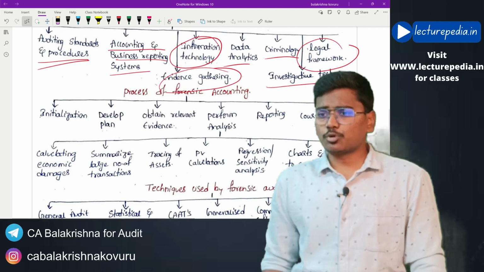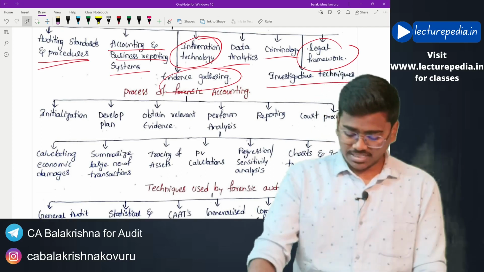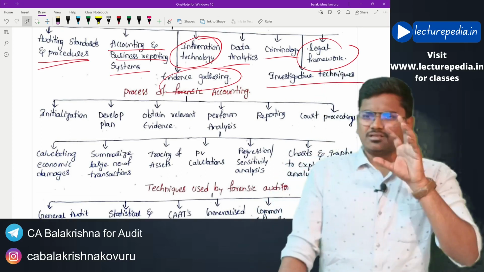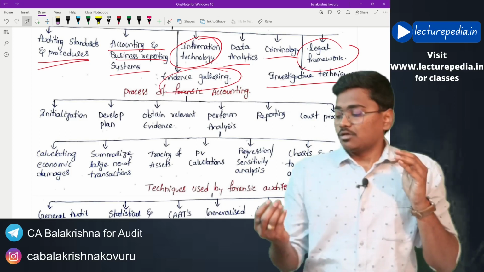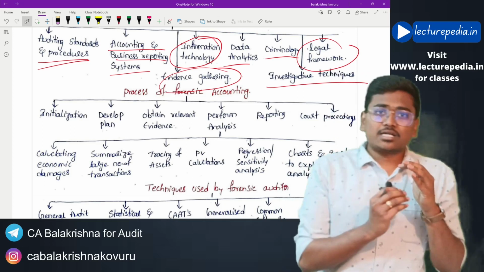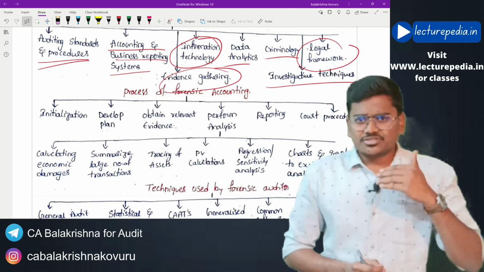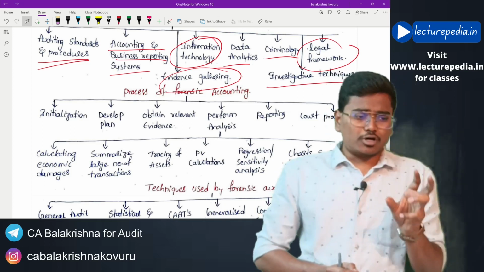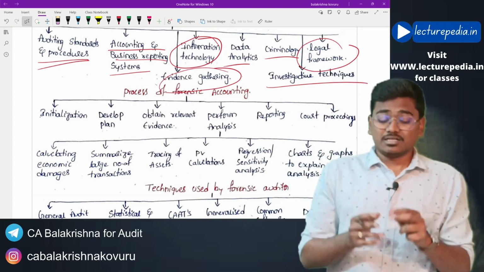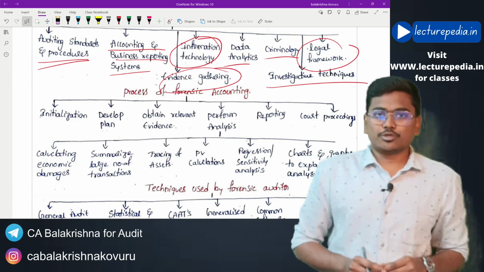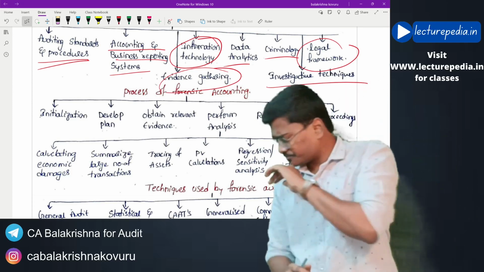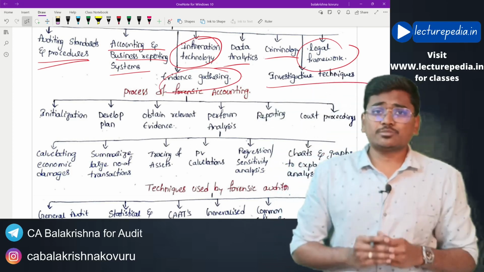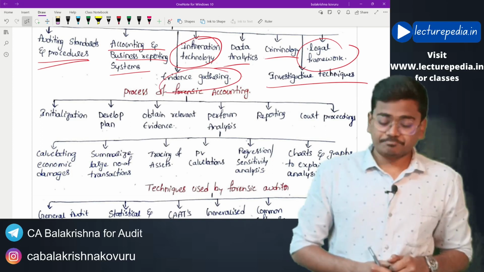Now, what is the process of forensic accounting? See, forensic accounting is a broader concept, and forensic audit is part of forensic accounting. But generally, both forensic accounting and forensic auditing can be used interchangeably. Okay, these two terms will be used interchangeably.